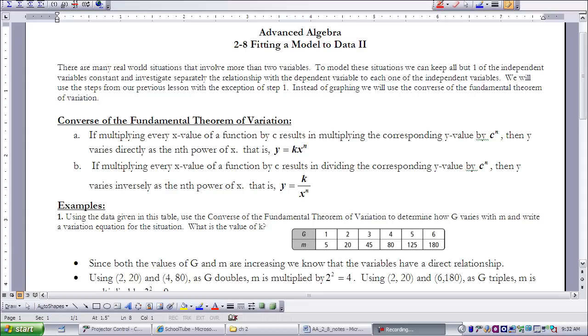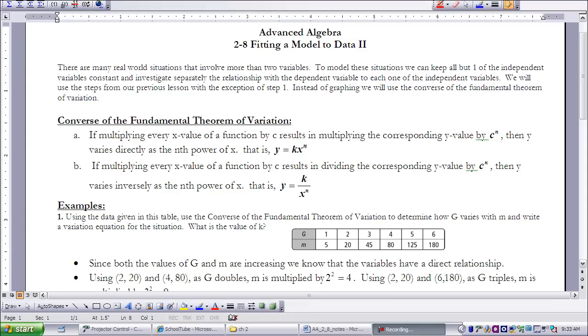When we model situations with more than two variables, we need to keep all but one of the independent variables constant and investigate separately the relationship of the dependent variable to each one of the independent variables. So that means if you have more than two variables, you're going to have to run more than one set of data. You'll be working with 2, 3, 4, depending on how many independent variables you have.